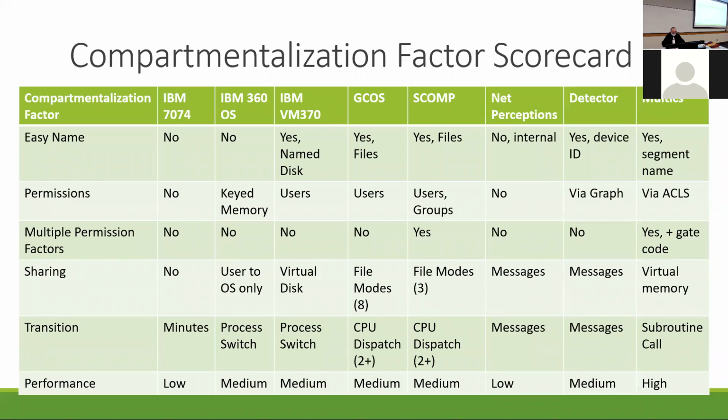So we can reference our compartments easily by the name of our segments. Our permissions are via the access control lists. There are multiple permission factors on our access control list, plus the gate code. Our sharing is via virtual memory and can have multiple processes easier. Our transitions between compartments are by a subroutine call, and because we're having multiple processes referencing the same segment simultaneously, we have very high performance and movement between compartments is easy.